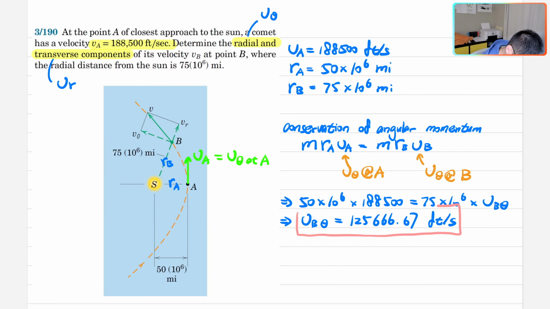The radial component of the velocity at B.